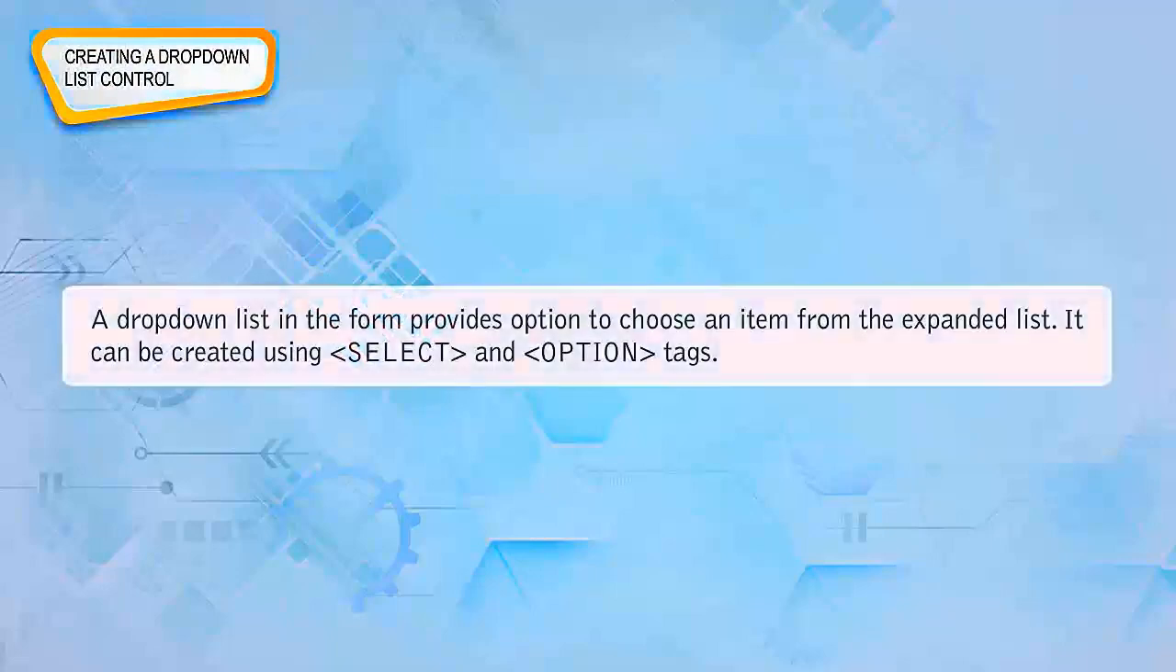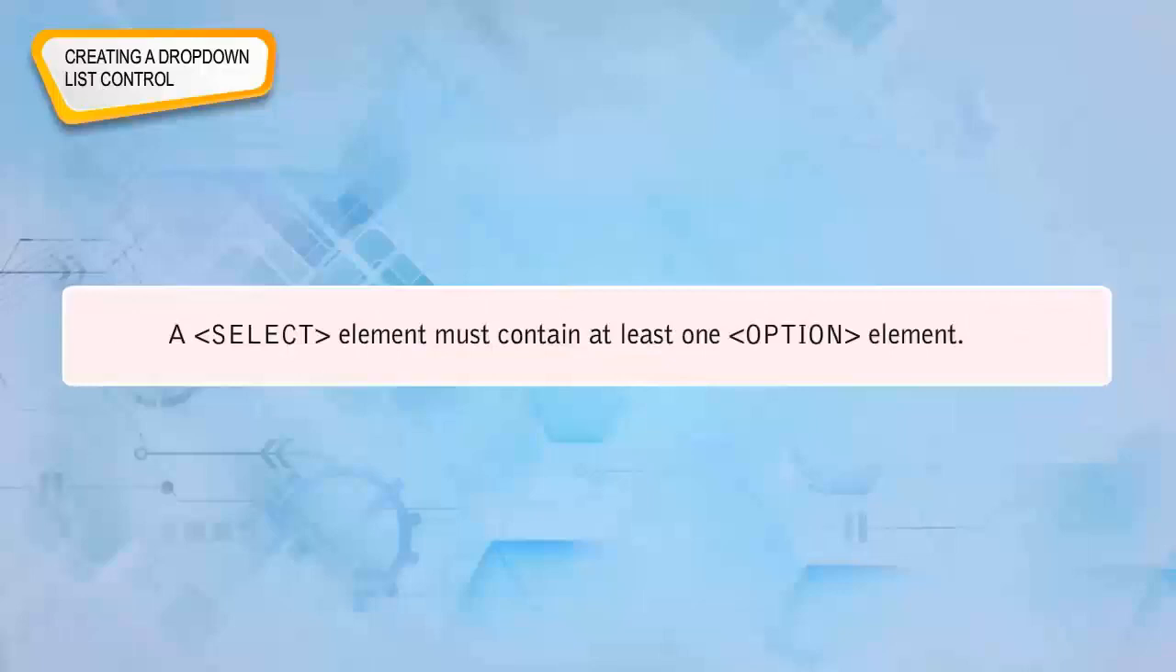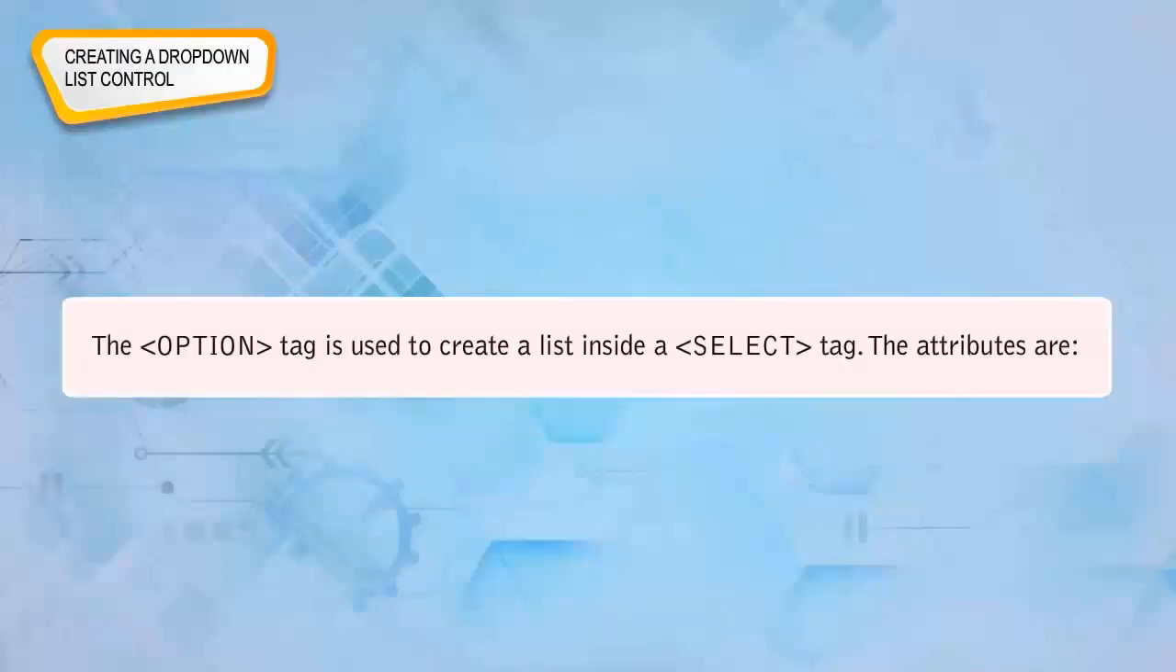Creating a drop-down list control. A drop-down list in the form provides option to choose an item from the expanded list. It can be created using select and option tags. A select element must contain at least one option element. The option tag is used to create a list inside a select tag.